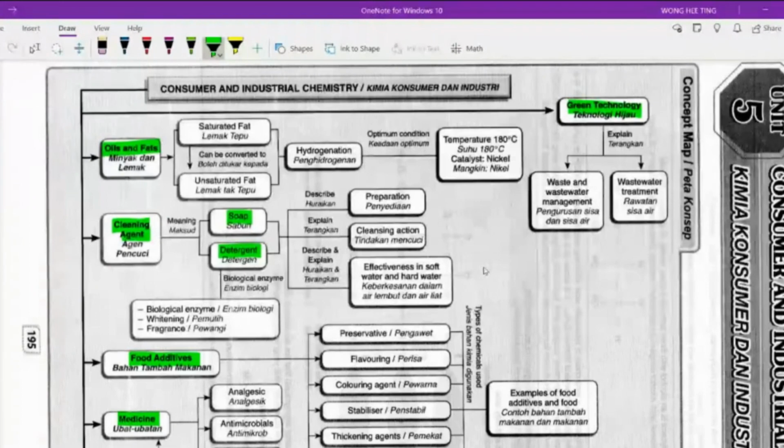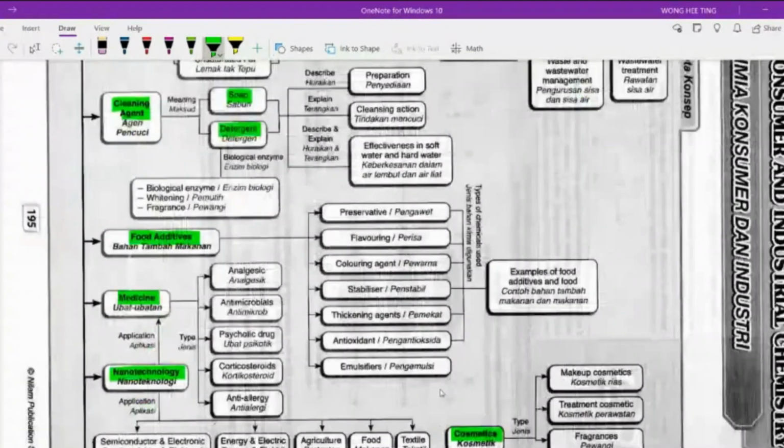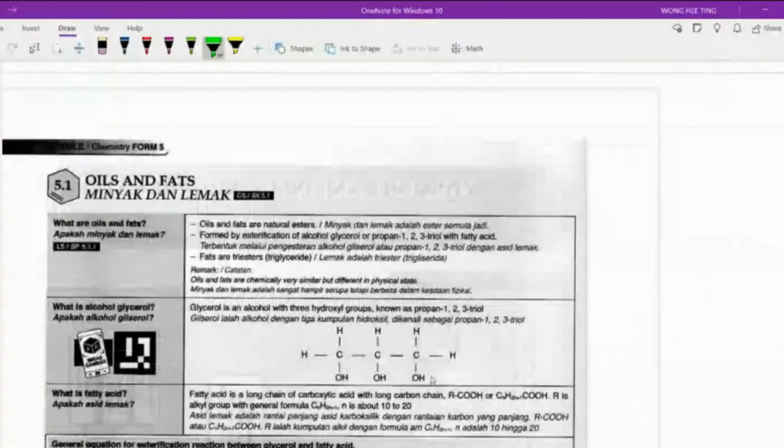Normally, it's a definition and some of the important knowledge that you need to know under that part. That is all. Not many things actually. Okay, so we look into them one by one. First we look into oils and fats. What do oils mean? Oils and fats are actually natural esters. They are formed by esterification.